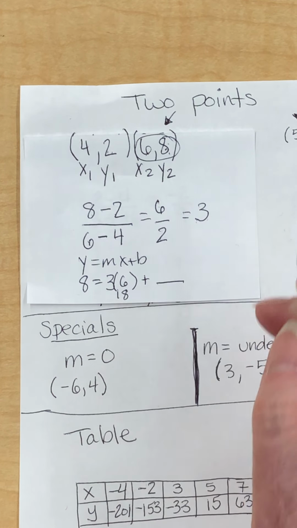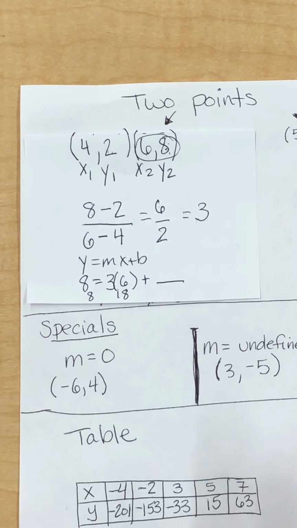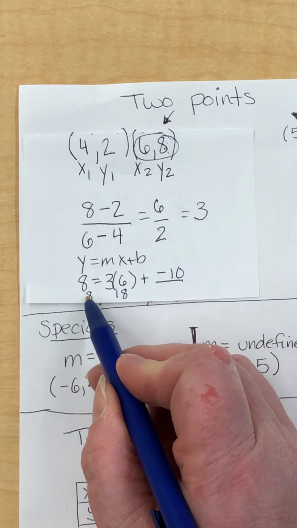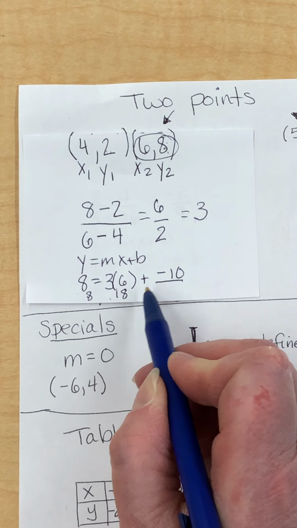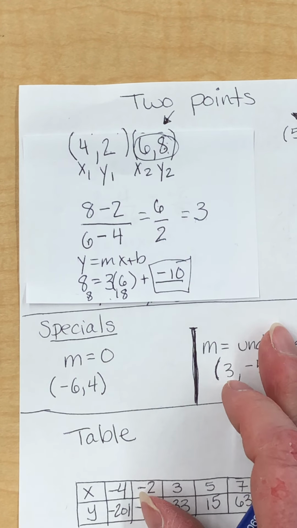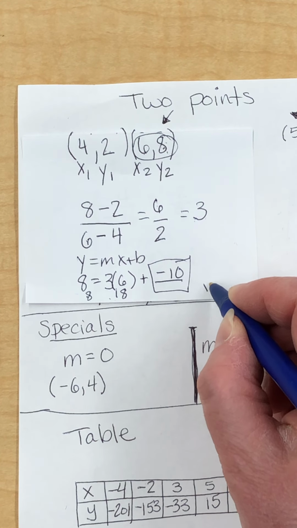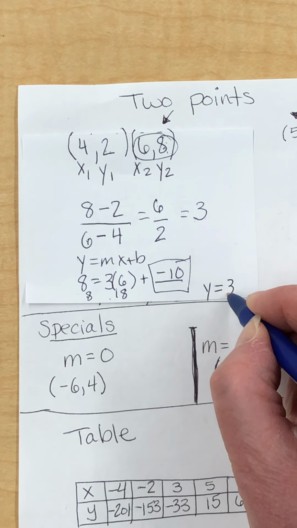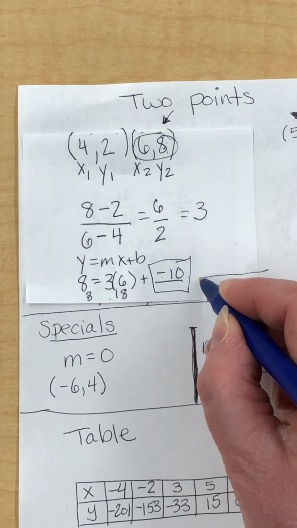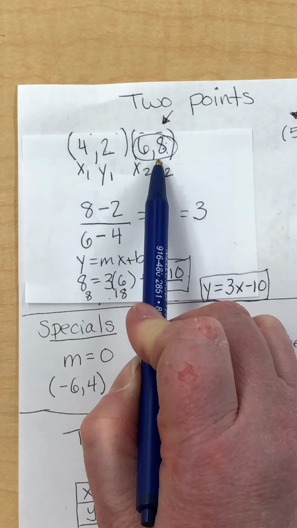Well, 6 times 3 is 18. I need to get to 8, so I actually need to subtract. So I'm going to add a negative number, and that would have to be negative 10. The way you could do that is 8 minus 18, and on the calculator we'll say negative 10. This is my b, so I've just calculated that. So what is the equation of this line? The equation of this line is y equals my slope of 3 times x minus 10. And this is the equation of the line that has these 2 points on it.